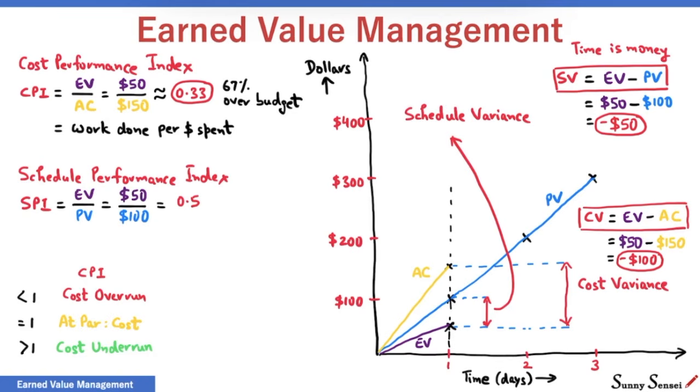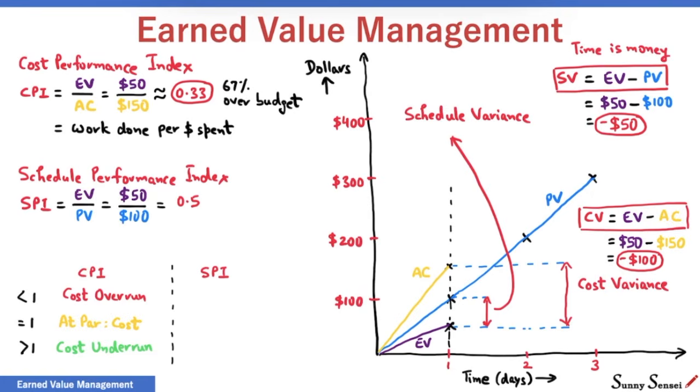We can also say that from the start of the project to the end of day 1, we have done only $0.33 worth of work for every dollar spent. Let us look at these three cases for SPI also.